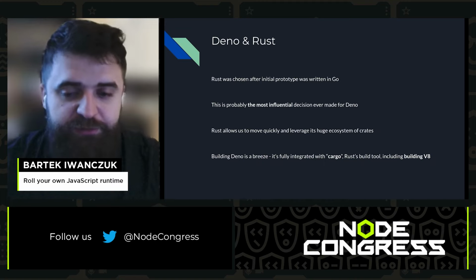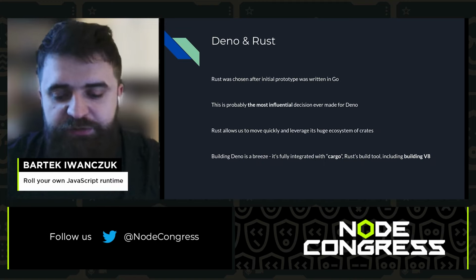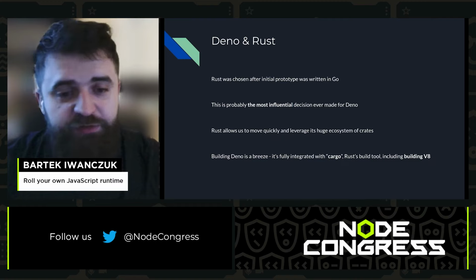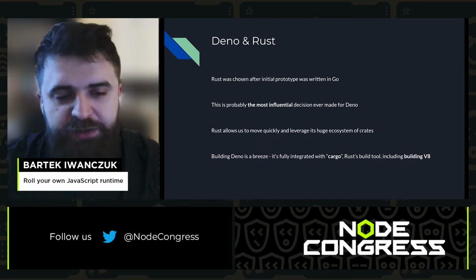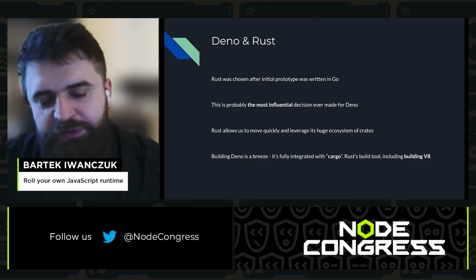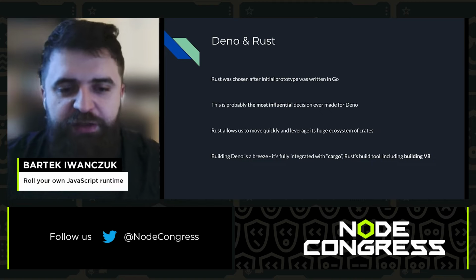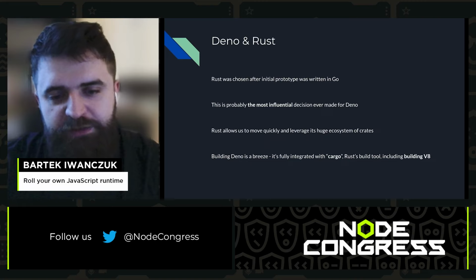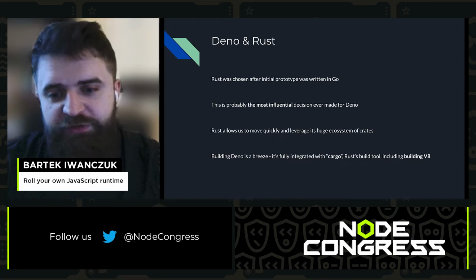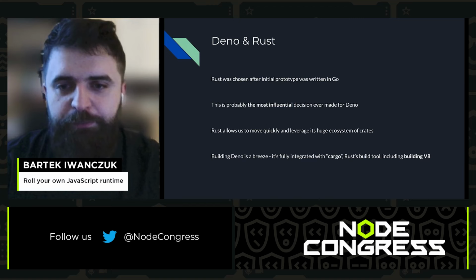And last but not least, building Deno is really a breeze. Since Deno is fully integrated with Cargo, which is Rust's build system, it's just one command to run that will build your whole Deno binary, including V8. But not really. We don't force you to build V8 yourself. Instead, we do that in our CI pipeline so that you can use an already pre-built binary archive, which saves you a lot of hassle since V8 is a huge project that takes quite a long time to compile.